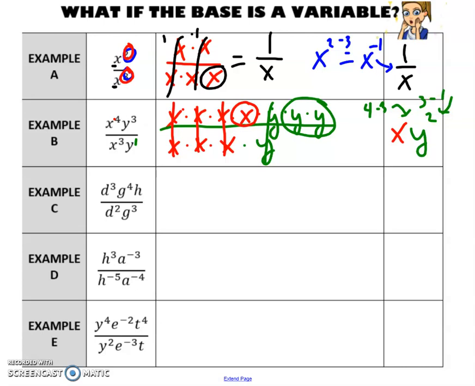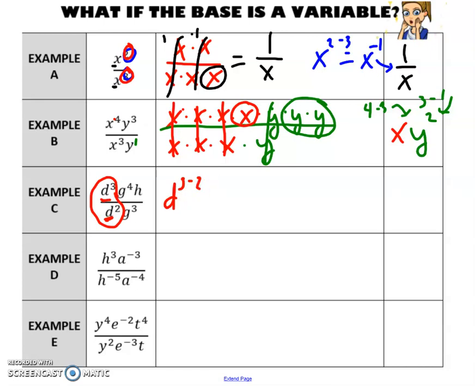Let's go ahead and do this using the rule. Okay, so we have d cubed times g to the 4th times h divided by d squared times g to the 3rd. All right, so we're going to look for like bases because I can only use my rule with like bases. So first ones I see are these d's. Okay, so I have d, and then I subtract. Always start with the numerator and then subtract the denominator. So I have cubed minus the 2 for my d's.